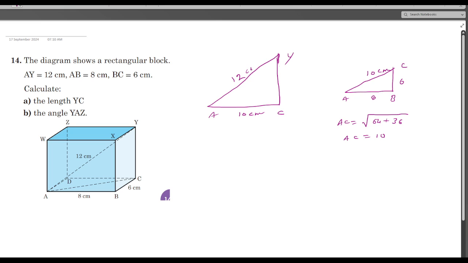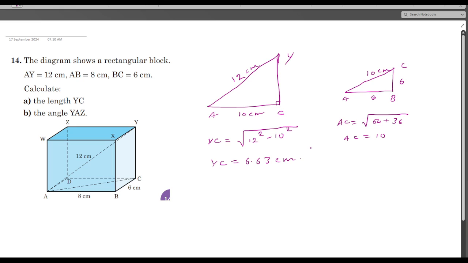This AY is 12 centimeter, and we have to find out what is YC. So if we apply Pythagoras theorem, YC is equal to 12 square minus 10 square. So 12 square is 144 minus 10 square is 100. 44, square root of 44 is 2 root 11, that is 6.63. So your YC is equal to 6.63 centimeter.